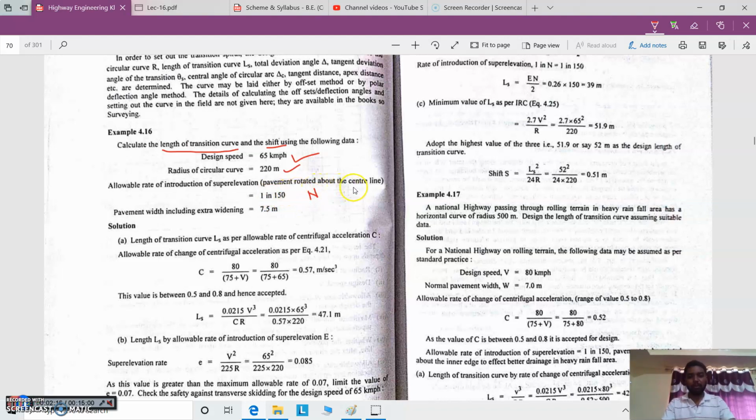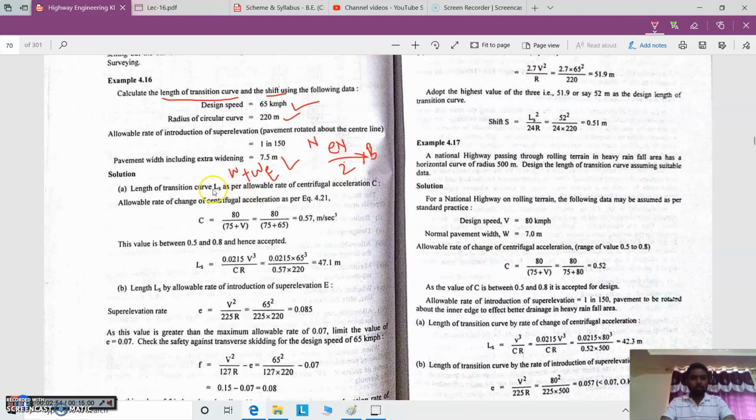the pavement is rotated about the center line, that means En by 2 into B, and here B is nothing but W plus We. This divided by 2 is to be considered because the pavement is rotated about the center line, and the pavement width including extra widening is given as 7.5 meters, so that W plus We is 7.5 meters. If it is not including the extra widening, then we have to calculate this extra widening here. Let us move to the solution.